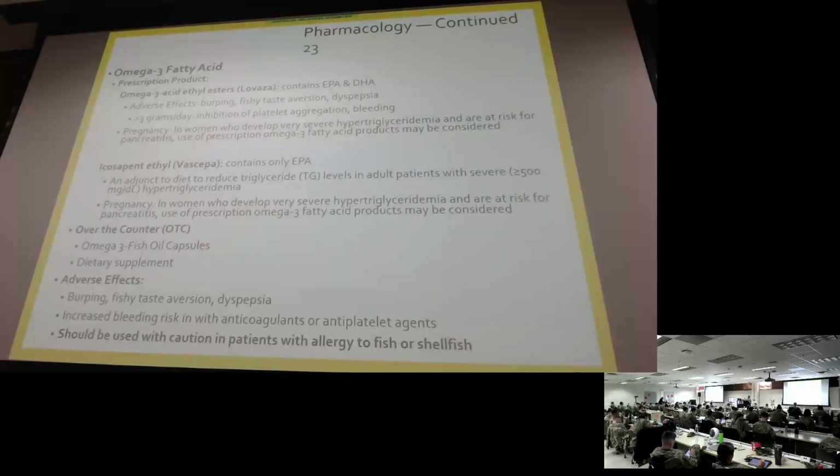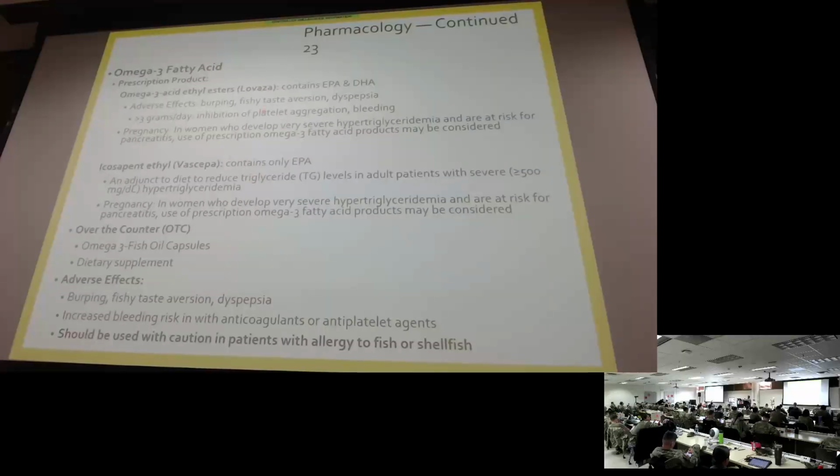When you're looking at your prescriptions, we have two options. You have your omega-3 acid ethyl esters and your icosapent ethyl, which is your Vascepa and your Lovaza. These alternate on who is on the formulary and who is not on the formulary. So the TRICARE formulary lookup tool is going to be very beneficial to you when you're looking at these.